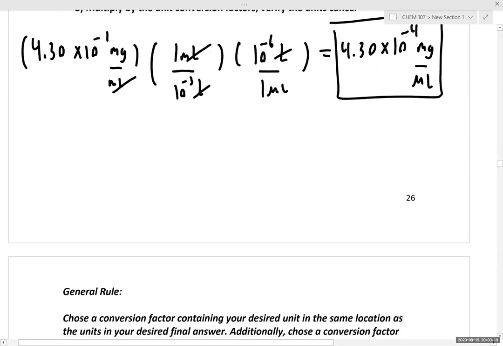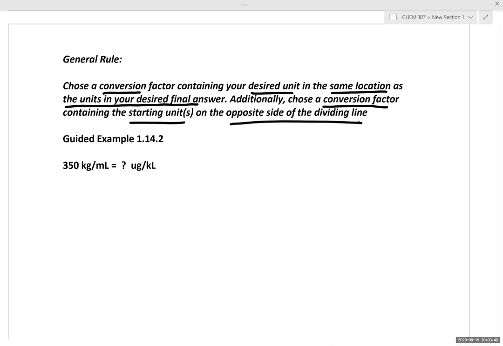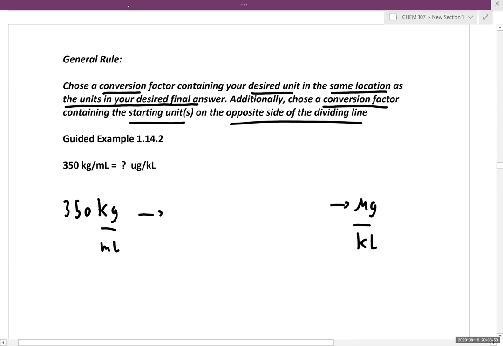Okay, so let's keep going now and let's talk about just a general rule of thumb. You want to choose a conversion factor that contains your desired unit in the same location as the units in your final answer. Additionally, you want to choose a conversion factor containing your starting units on the opposite side of the dividing line. So let's look at an example. We're asked to convert 350 kilograms per milliliter into micrograms per kiloliter. So I'm going to treat these unit conversions piecewise.